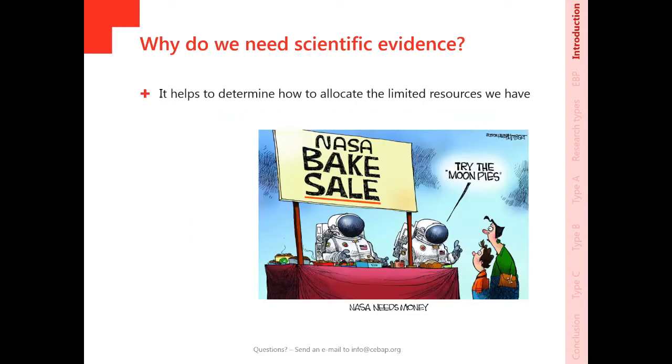One of the most important advantages is that scientific evidence helps us to determine how to allocate the limited resources we have. The first step in providing humanitarian aid is to get funding, and I'm sure we all have the same issue, namely there is never enough money. So therefore, it will be key to figure out how to have as much impact as we can with the limited resources we have available, and scientific evidence could help us to do just that.